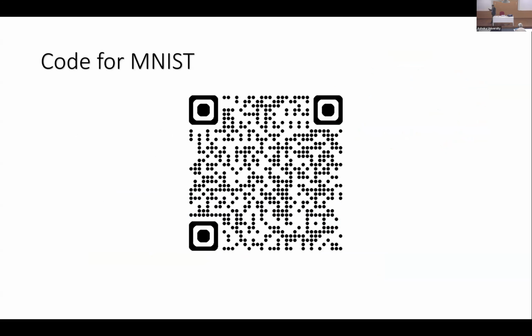Right? So I am going to use one code which is on a different worksheet. So please open this. I'll just show you how to run simple SGD on MNIST. MNIST is a data set. Done?